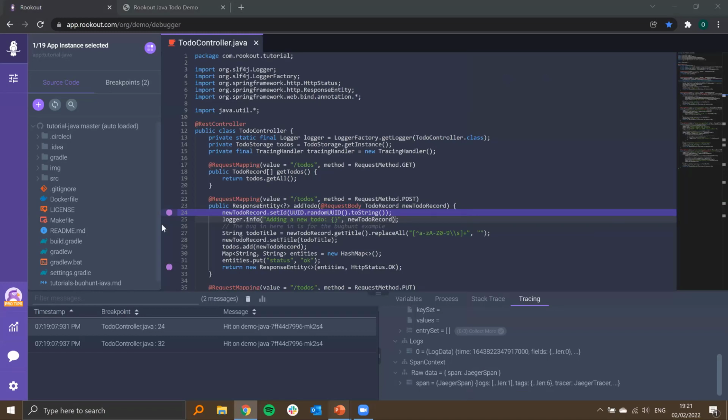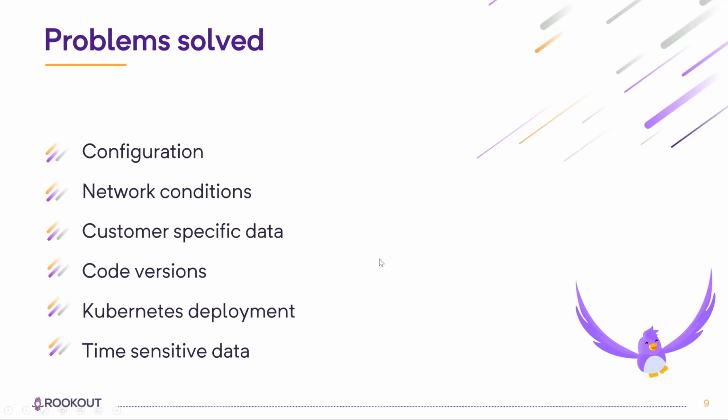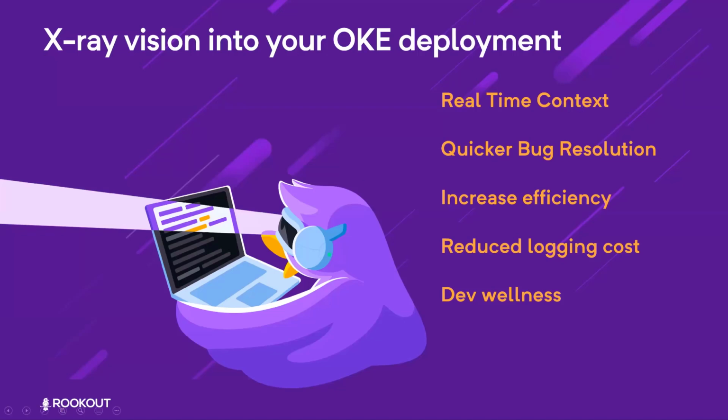So what have we seen? We've seen that we can take all of these things that stopped us from debugging live Kubernetes environments, things like configuration, network condition, customer data, code versions, deployments, and time-sensitive data, and made them a non-issue. Because rather than creating a local reproduction of our environment, we were able to dynamically tap into the live production environment and get data straight from it.